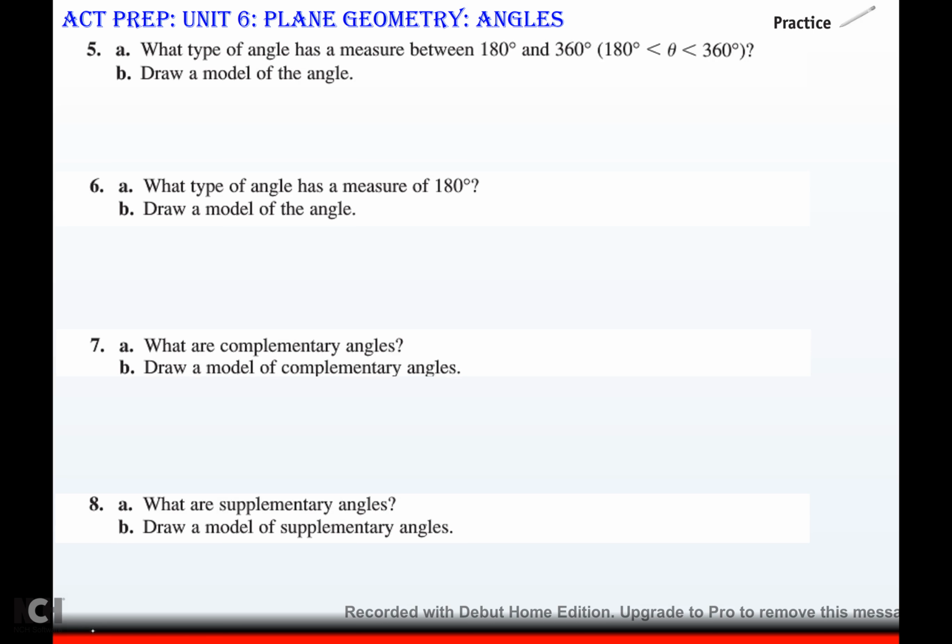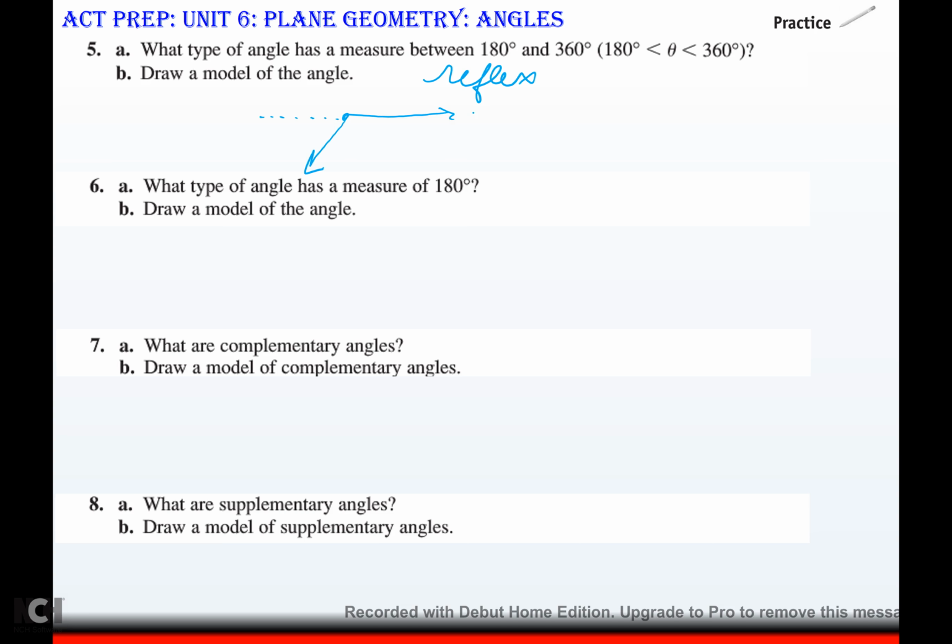5, what type of angle has a measure between 180 and 360? So now remember, we're going past that straight line. Those are called reflex angles. Okay, and so to draw one of those, if there's my 180, it's got to be anything over down here. So I could draw it like that, or over here. Anything below that dotted line would be a reflex angle.